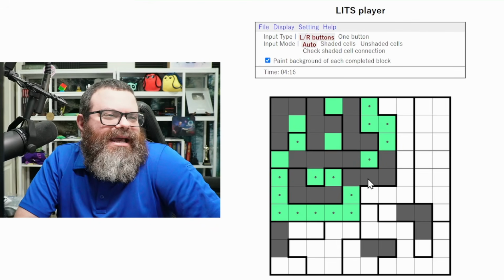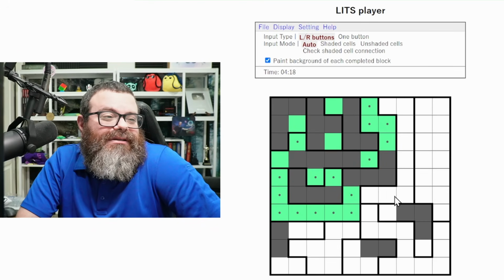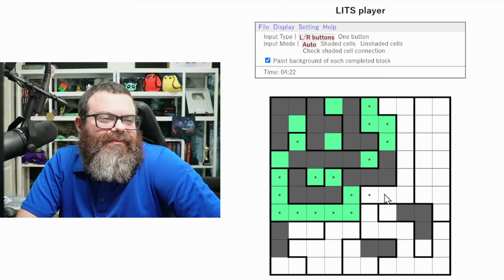All right, so now these connect to here. So this is its gateway out. For this region, we're definitely not taking this one or this one. Like this one would be a 2 by 2. This one would make a 2 by 2. So would this one.